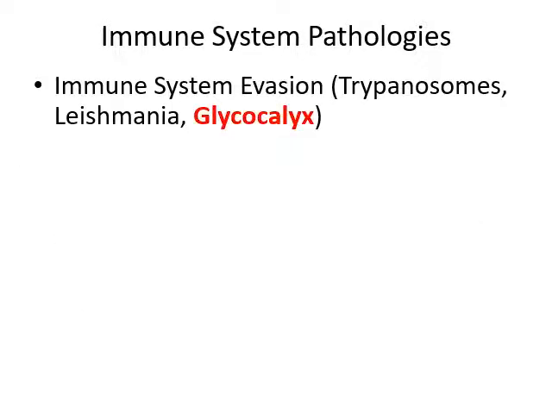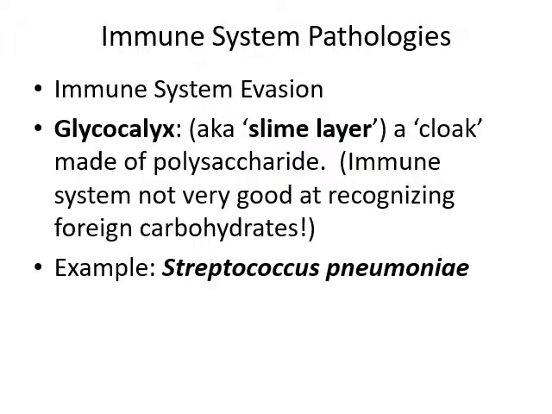All right. Now there are some organisms, I mentioned at the very beginning, that our immune system is very good at spotting foreign proteins, but not very good at spotting foreign carbohydrates or foreign polysaccharides. So there are some bacteria that get into your body and they clad themselves in a cloak of polysaccharides so that you can't see the proteins on their surface.